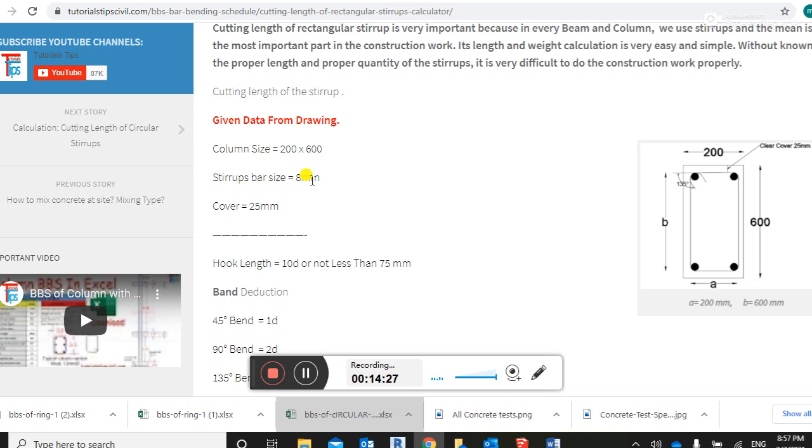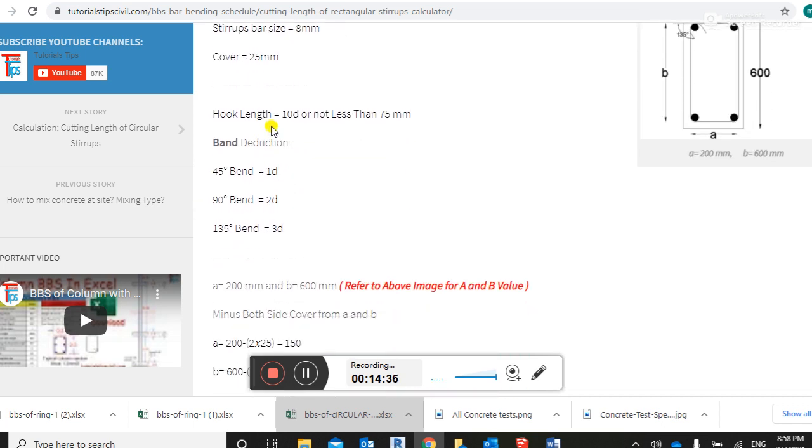Stirrup bar size is 8 millimeter. Clear cover is 25 millimeter. Hook length equals 10D or not less than 75 millimeter, as per our thumb rule. Bend deduction: a 45-degree bend equals 1D, a 90-degree bend equals 2D, and a 135-degree bend equals 3D.